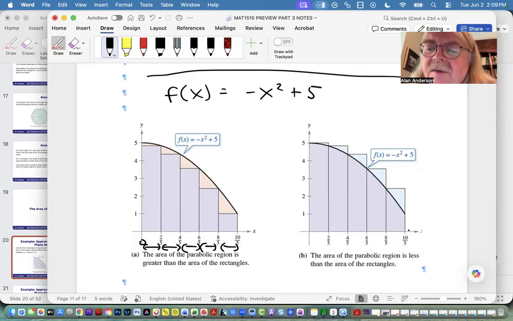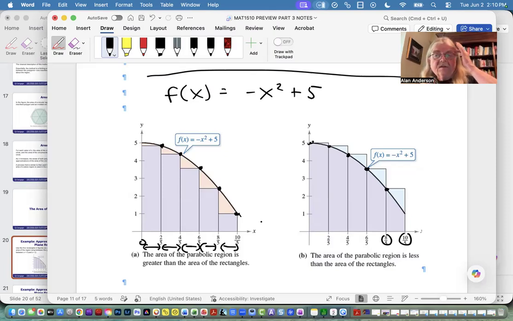Over here, it's the other way around. We have the right endpoint, and the idea here is that the left endpoint is touching the curve in each case. Whereas over here, we made sure that it's the right endpoint that always touches the curve. Okay, so what's different between the two graphs is whether we're letting the rectangles touch the curve at the right endpoint or the left endpoint.